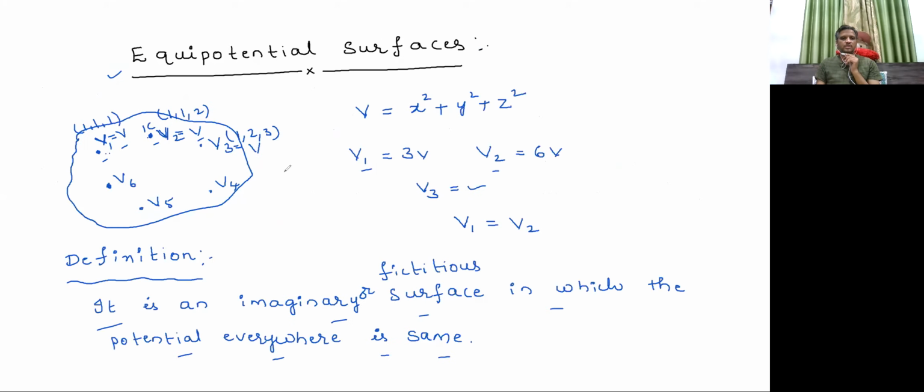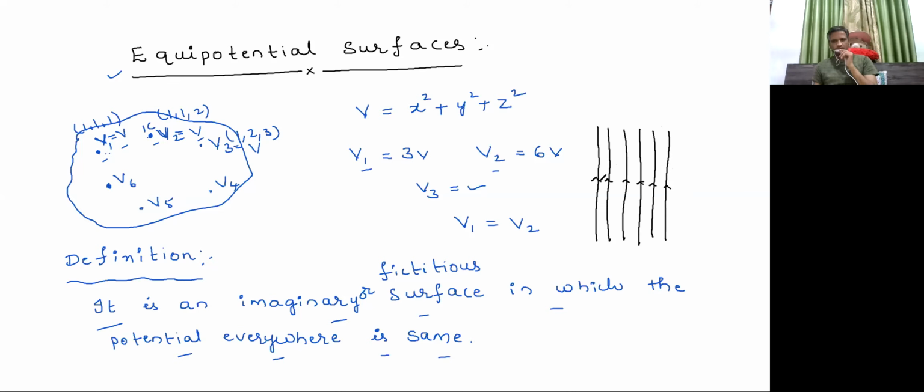Suppose this is an equipotential surface. You can also divide that equipotential surface into equipotential lines like this. If you draw them very close like this, they will become equipotential lines, right? Now, assume these are electric field lines, and the electric field is in this direction.